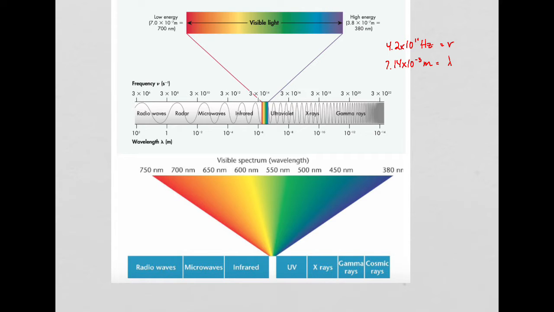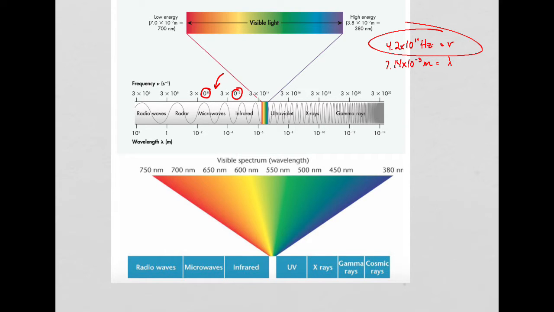So first, let's look for our frequency, 4.2 times 10 to the 11. So all you really need to do here is look at the exponents here. So here we have 10 to the 10, and here we have 10 to the 12. So 10 to the 11 is right in the middle there. So somewhere in microwaves it looks.